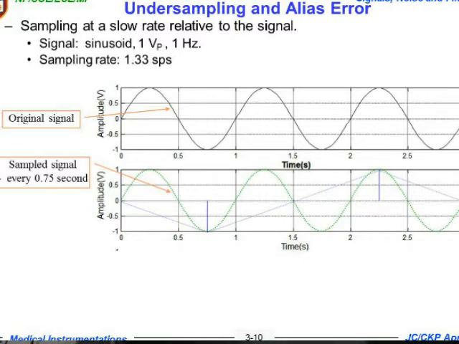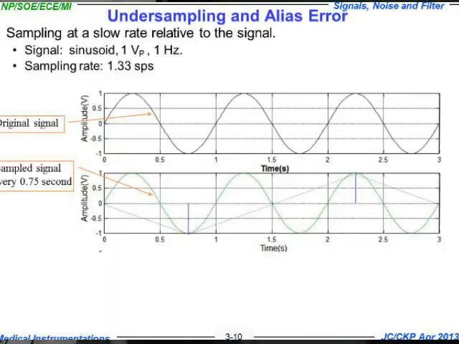Here we have the same signal, sinusoid, 1 volt peak, 1 hertz, and our sampling rate is 1.33 samples per second. So 1.33 samples per second, so this is rather slow. We have 1.33 samples every second, so we should slightly have more than 1 sample per second. Okay, but so every second we expect to have about 1, and occasionally we will see 2, occasionally we will see none. Okay, so this samples at every 0.5 seconds.